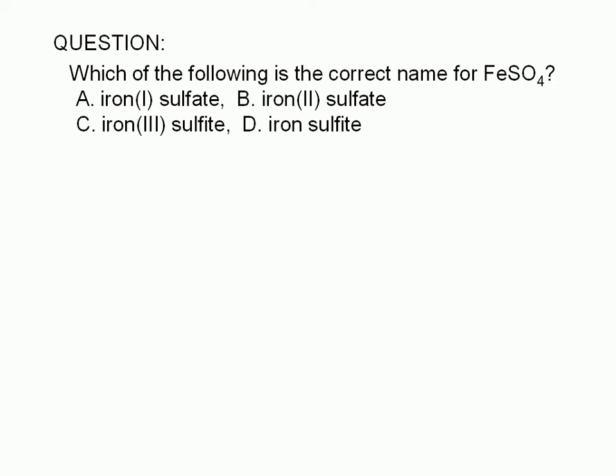To determine the name of a compound, given its formula, we need to first classify the compound, then apply the rule for that type of compound. FeSO4 is an ionic compound. We know this because iron is a metallic element. When atoms of metallic elements form compounds, they typically end up as positively charged ions.